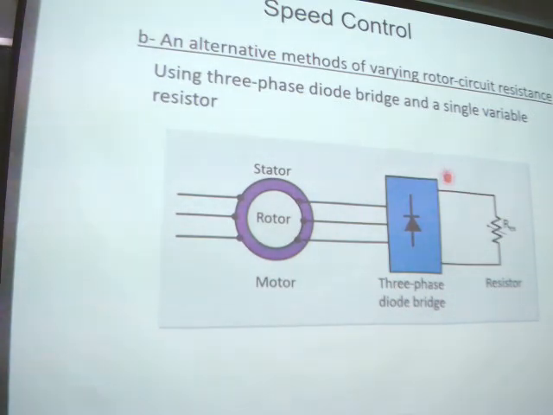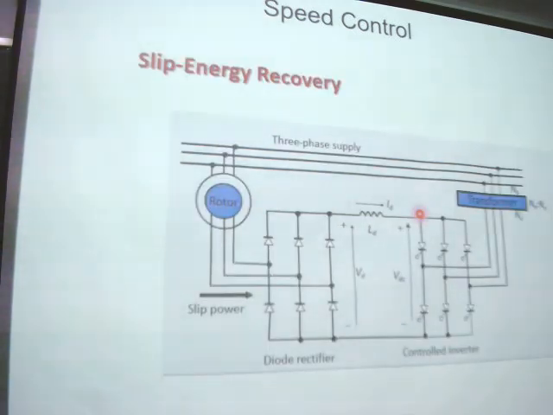We use a special circuit we call the three-phase diode bridge. In this case, some of the energy is extracted from the rotor and dissipated as heat in the external resistance. So also, this method is low efficiency. We can use this method.